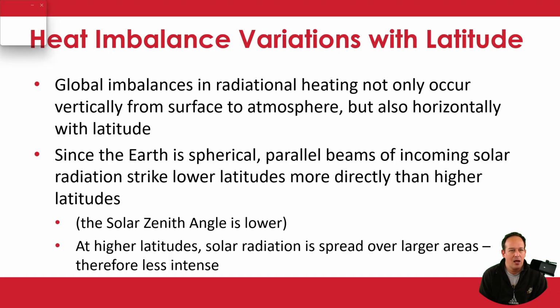So global imbalances in radiational heating not only occur vertically from the surface to the atmosphere, but also horizontally with latitude. Since the Earth is spherical, parallel beams of incoming solar radiation strike lower latitudes more directly than higher latitudes. This is referred to as the solar zenith angle. At higher latitudes, the solar radiation is spread over larger areas, and therefore it's less intense.